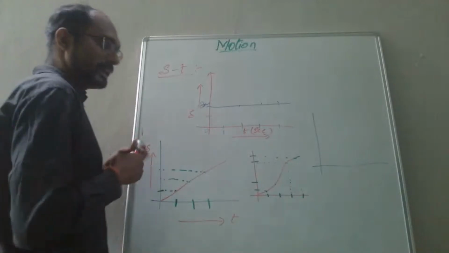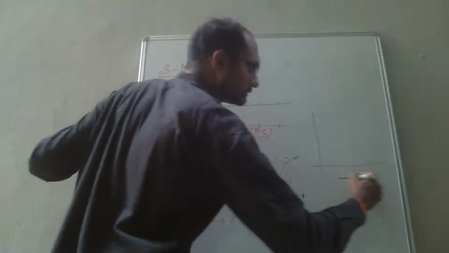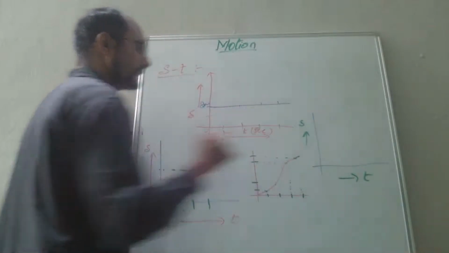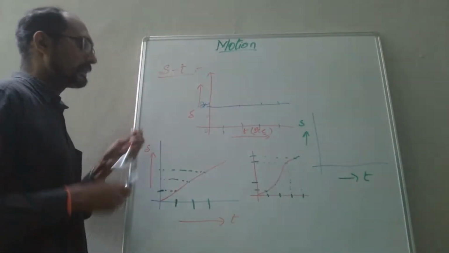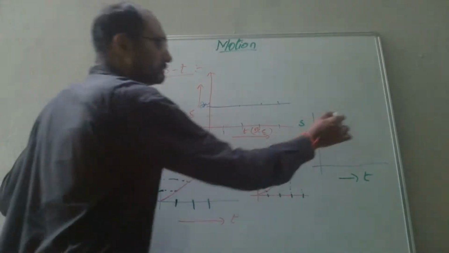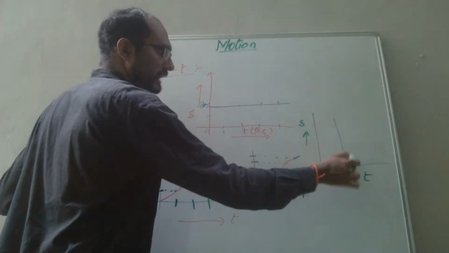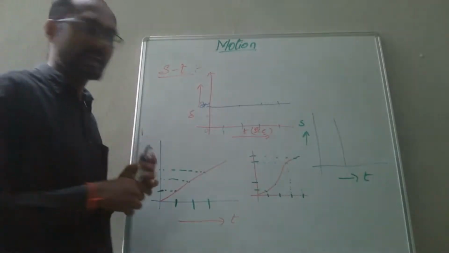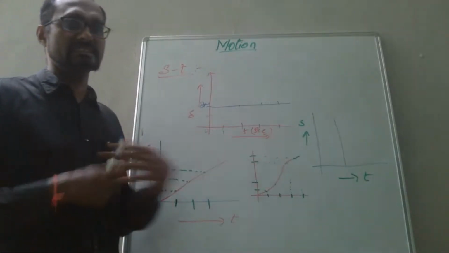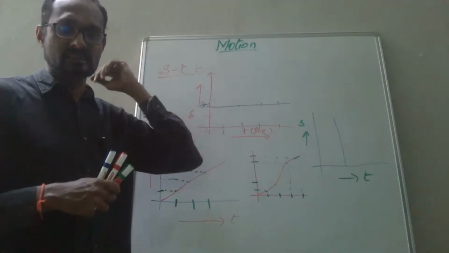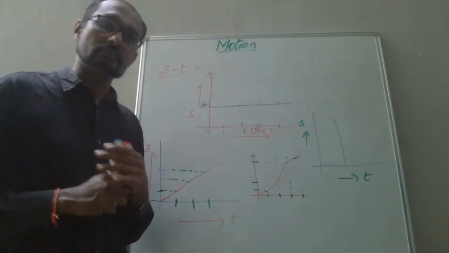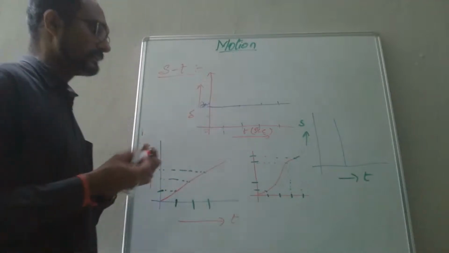See, I again take time along the x-axis and displacement along the y-axis, and the graph I plotted came out like this, parallel to the y-axis. When we can get a graph parallel to the x-axis, why can't we get a graph parallel to the y-axis? Is it possible? Definitely not. I will tell you why.